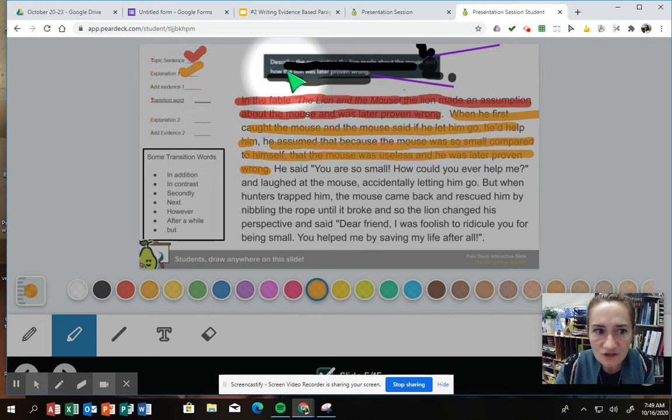Now, the next thing that I should see, so put the check mark there. The next thing I should see is that they have some evidence that goes along with this assumption the lion made, that the mouse was too small. So let's see if they did that. I'm going to grab my green because it goes with green. You should grab your green.